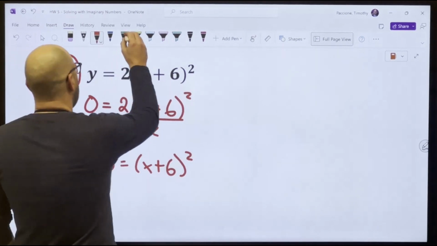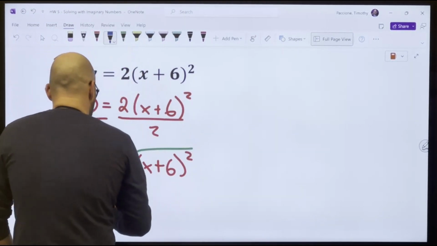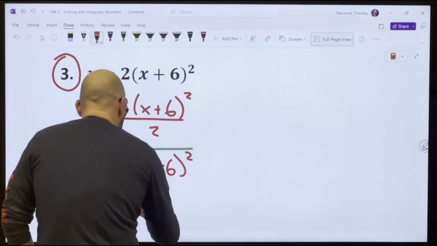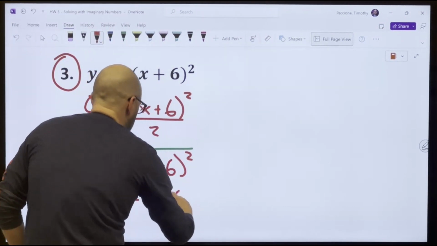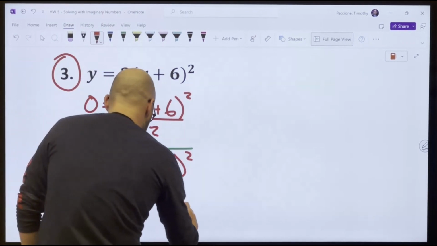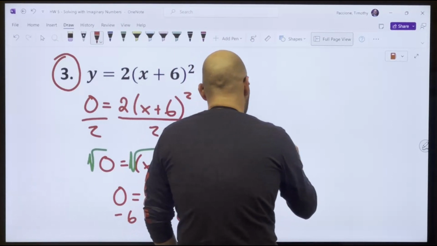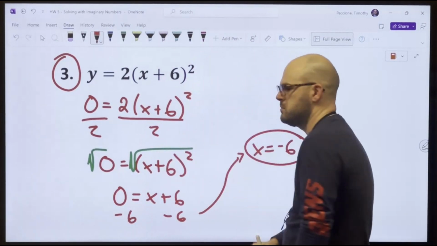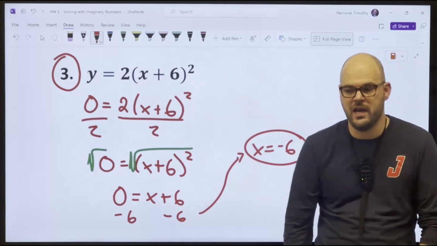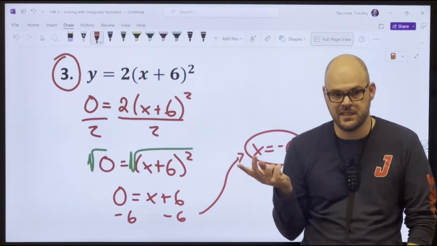But let's keep going. Square root. I get 0 equals x plus 6, right? Minus 6, and I get x equals negative 6. And how many solutions do I have? 1. There's no plus or minus this time.